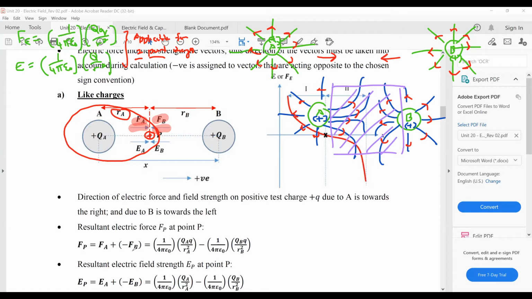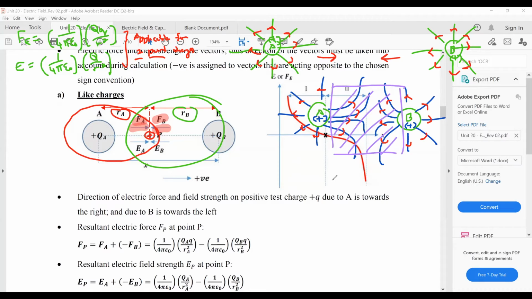Okay, then after that, when I look at the force due to B, it will be this one here. So again, there are 2 charges, and I can consider them as point charges. So again, I can use this equation. So it will be 1 over 4 pi epsilon naught QB times Q over RB squared. But in your case, RB is here, the distance between charge B and the positive test charge itself. Okay, then you get this expression here.